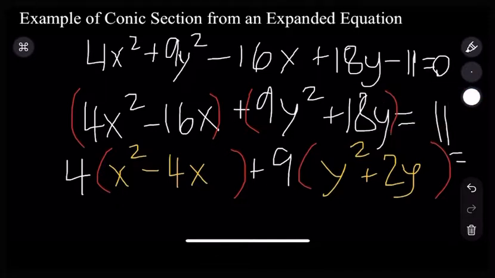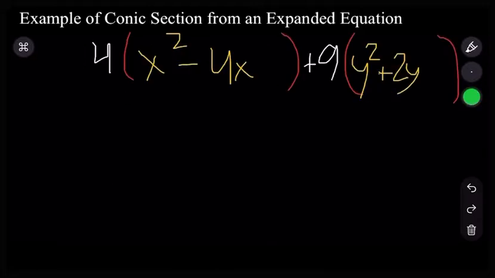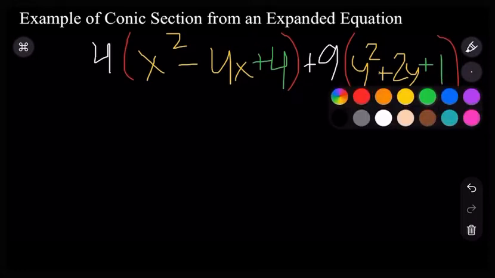It equals 11. Now to find the third term of the trinomial to make it a perfect square, we could take b, divide by 2, and square it. So in this instance, negative 4 divided by 2 is negative 2 squared, which gives us 4. And now for the y terms, 2 divided by 2 is 1 squared equals 1. So you add a 1, equals 11.